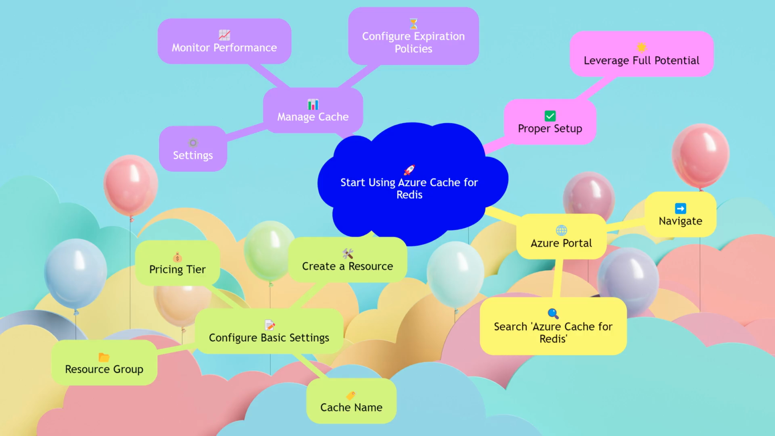To start using Azure Cache for Redis, you need to create a cache instance in the Azure portal. Begin by navigating to the Azure portal, selecting Create a Resource, and searching for Azure Cache for Redis. Follow the prompts to configure the basic settings, such as the cache name, resource group, and pricing tier. Once the cache instance is created, you can access it through the Azure portal, where you can manage settings, monitor performance, and configure expiration policies. Proper setup is the first step towards leveraging the full potential of Azure Cache for Redis.